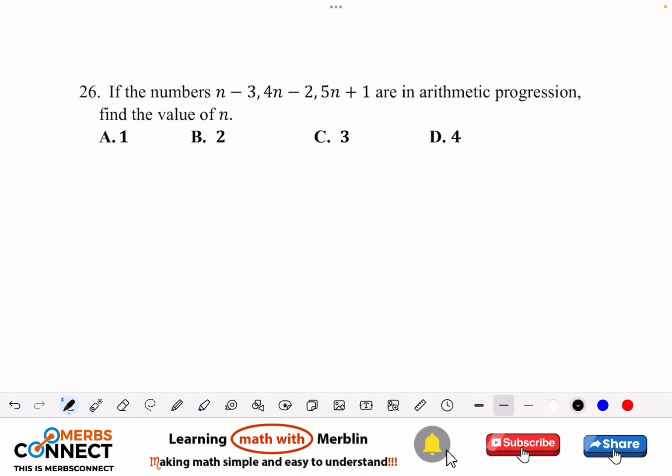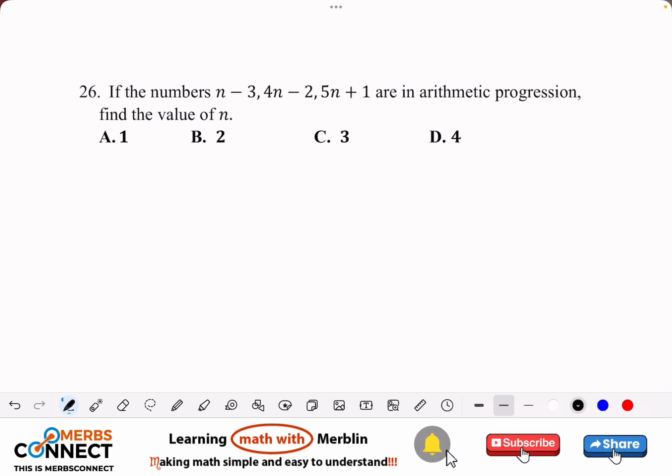Question 26. So let's look at 26. If the numbers n minus 1, n minus 3, 4n minus 2 are in arithmetic progression, find the value of n.